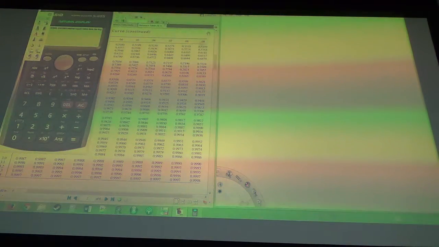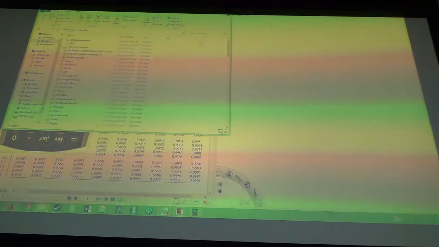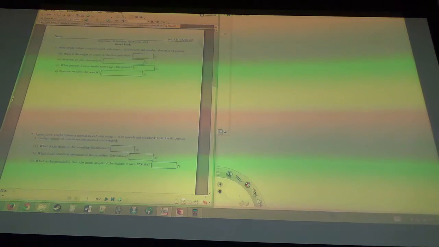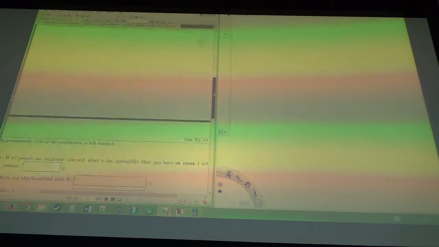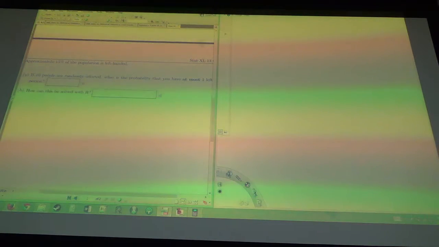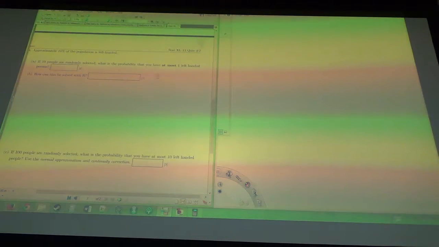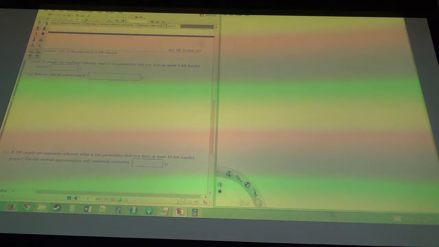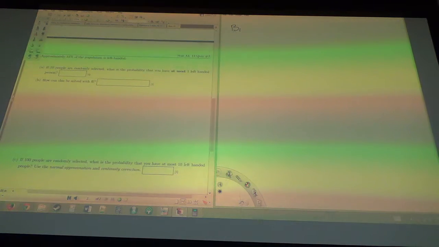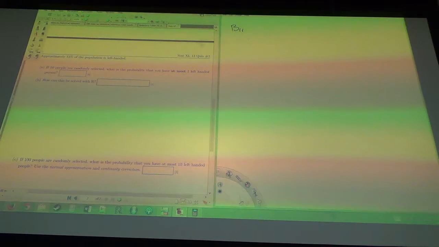Question three. Okay, so question three. All right. Let me pull up the quiz here. So question three says, if 10 people are randomly selected, what is the probability that you have at most one left-handed person? Okay, so here, this is a binomial problem. Oops, I'm still getting used to this.